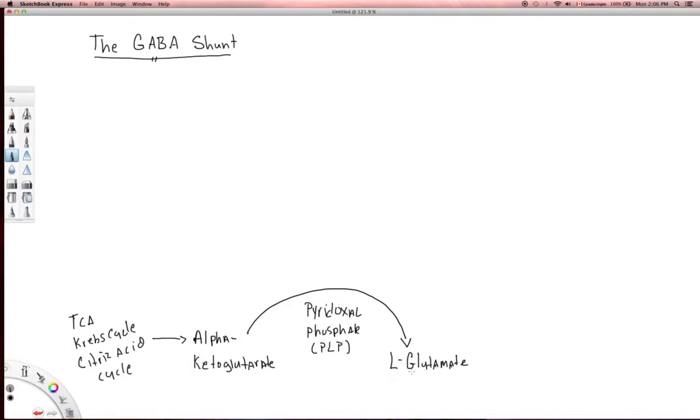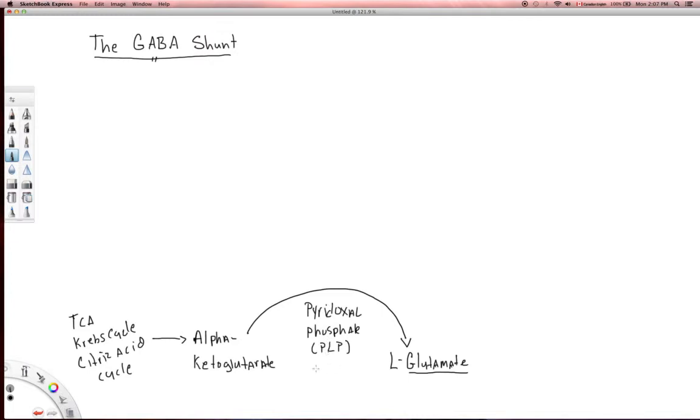L-glutamate, think of that as the glutamate, the amino acid that acts as a neurotransmitter that we all know. So here we have glutamate being produced through this pathway. This is also catalyzed, but I won't go there quite yet. Let's just stay on the alpha ketoglutarate to L-glutamate. Pyridoxal phosphate, or PLP, is heavily involved in this process.